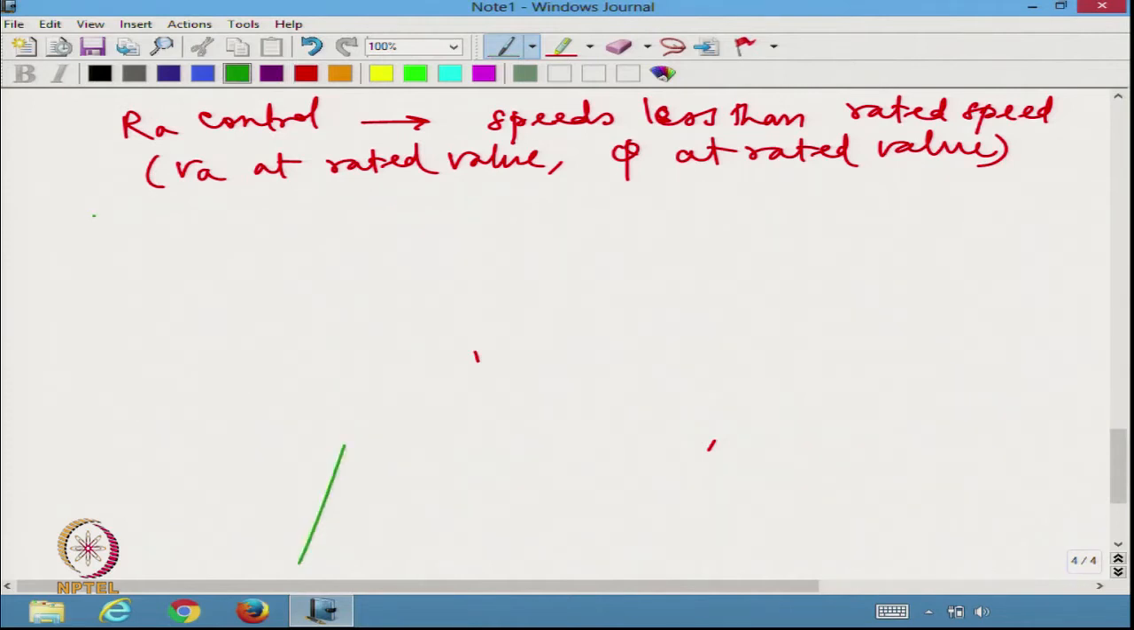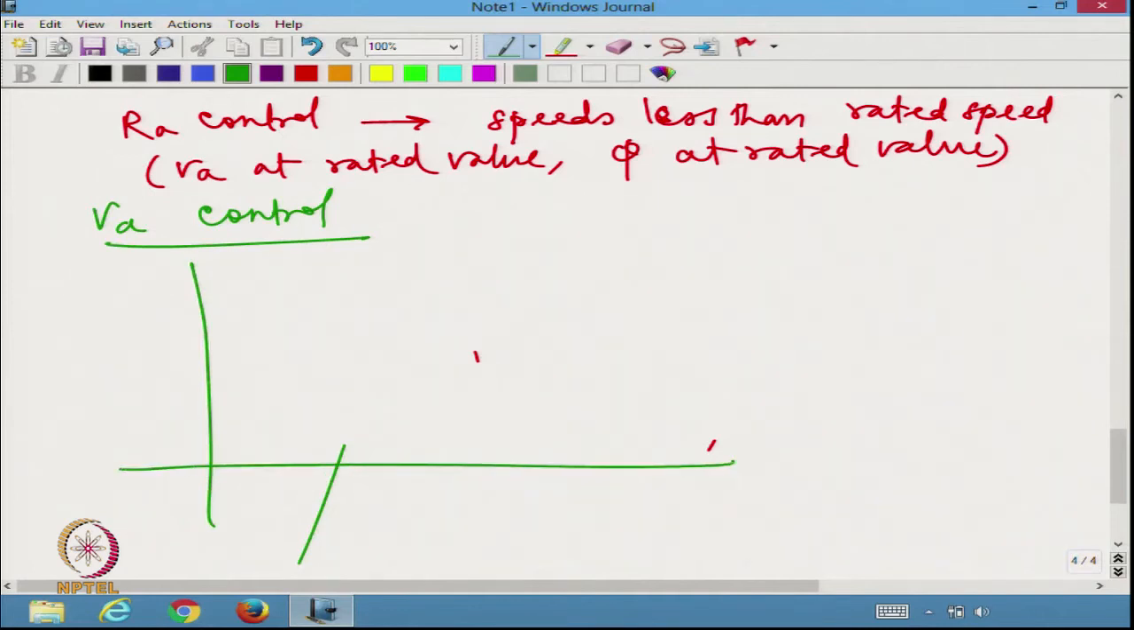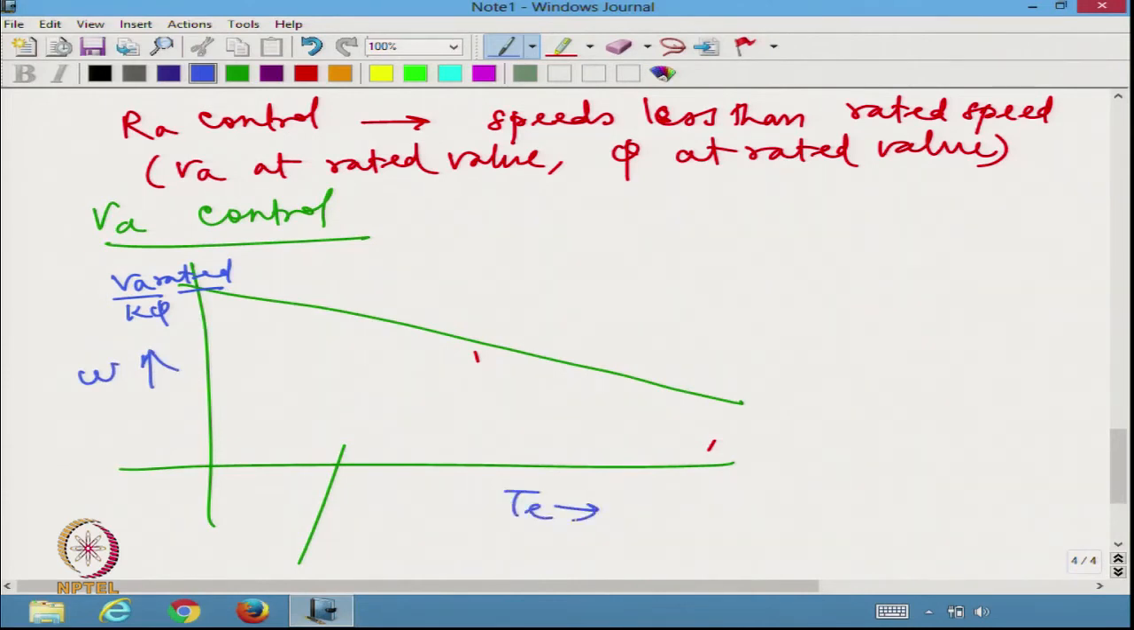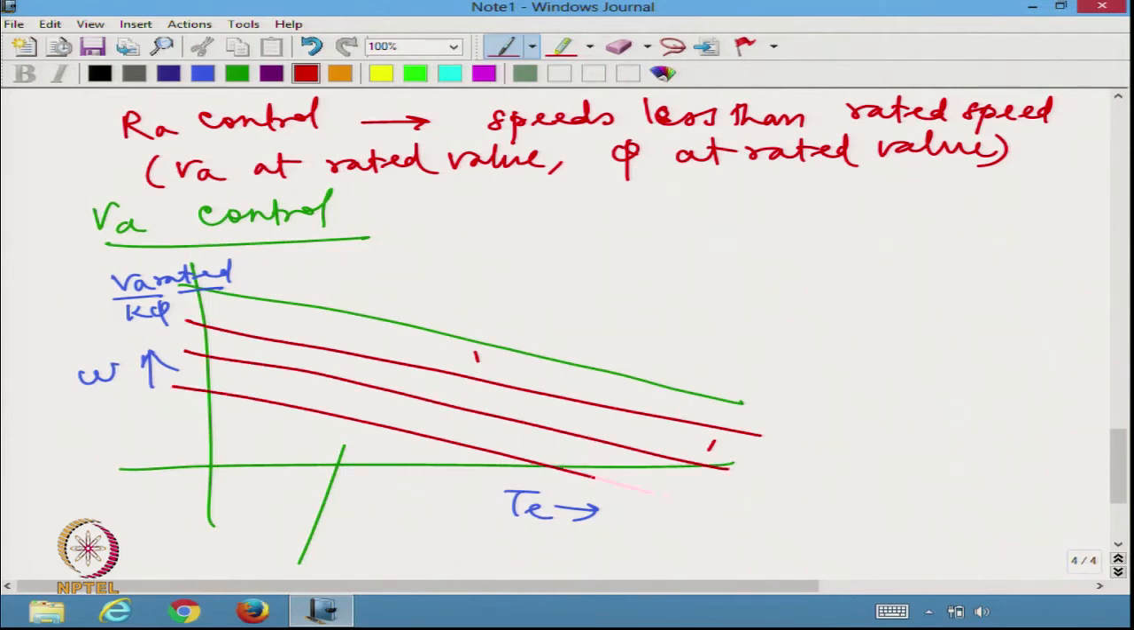The next one we are going to look at is VA control. So, in armature voltage control, the voltage normally applied is the rated voltage. So, let me call this the rated voltage. The speed I am going to get is VA rated divided by K phi, and this is TE, right. If I have VA itself changed without changing anything else, this is going to be the operating characteristics.